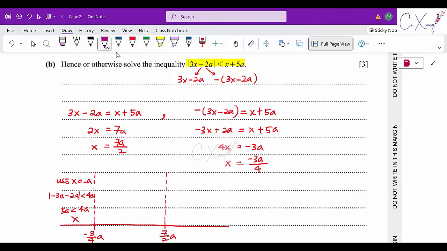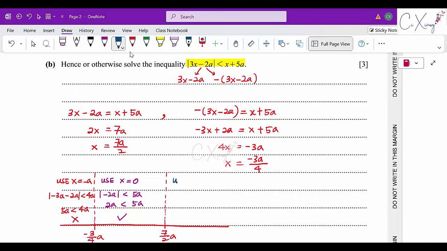Then for the second part, now you choose. You have to use maybe some other value. Is there any value between negative 3 over 4 until 7 over 2? Yeah, I think 0 is the easiest one, right? Okay, then again, you are having modulus negative 2a smaller than 5a, and you are having 2a smaller than 5a. And this inequality is a correct inequality. Therefore, that means the answer from this part will give you the correct inequality that we want.